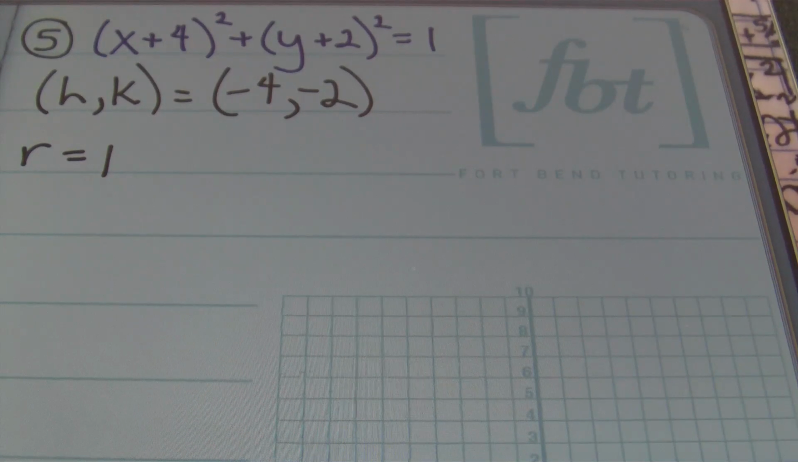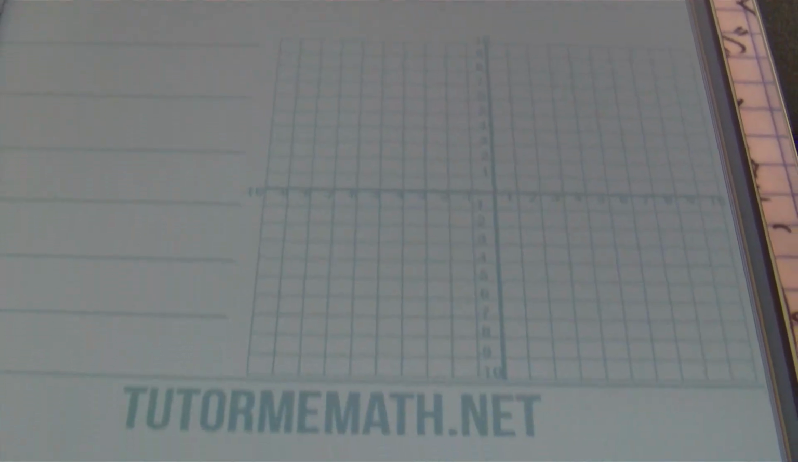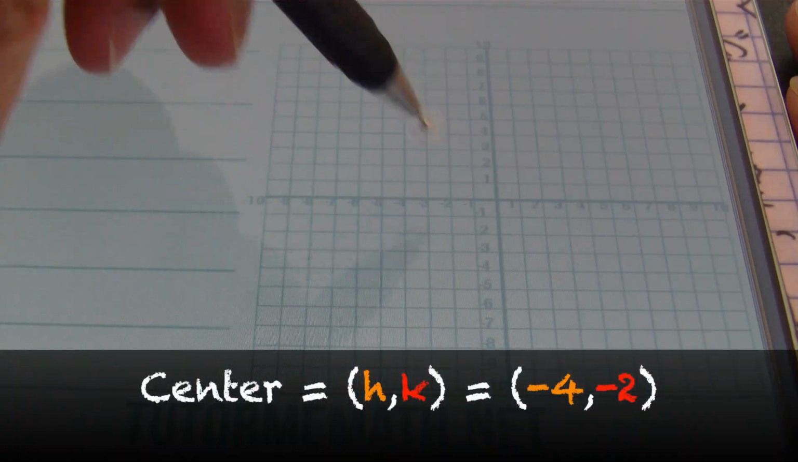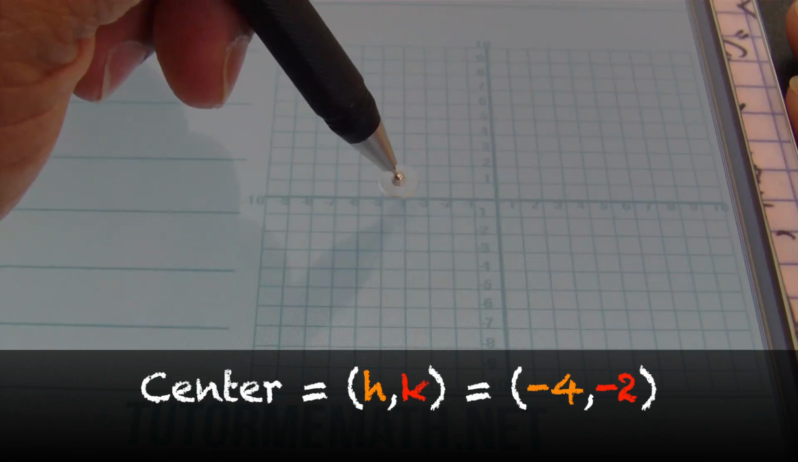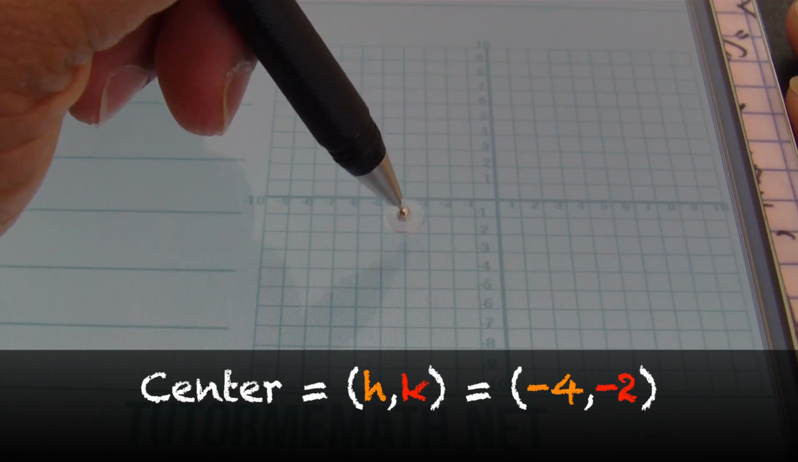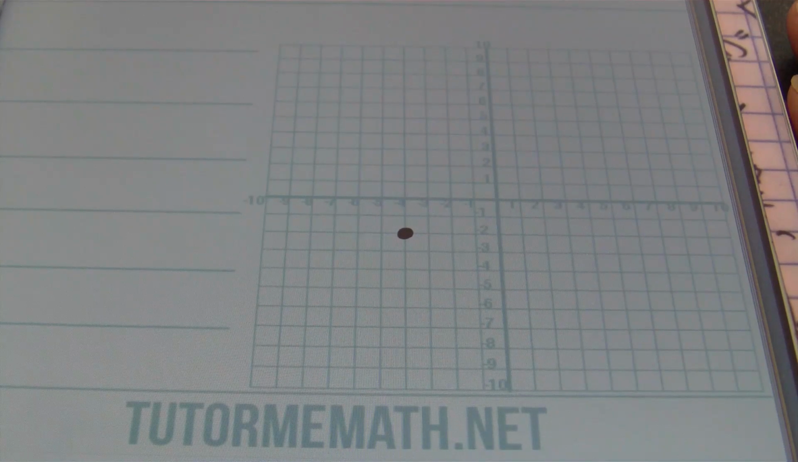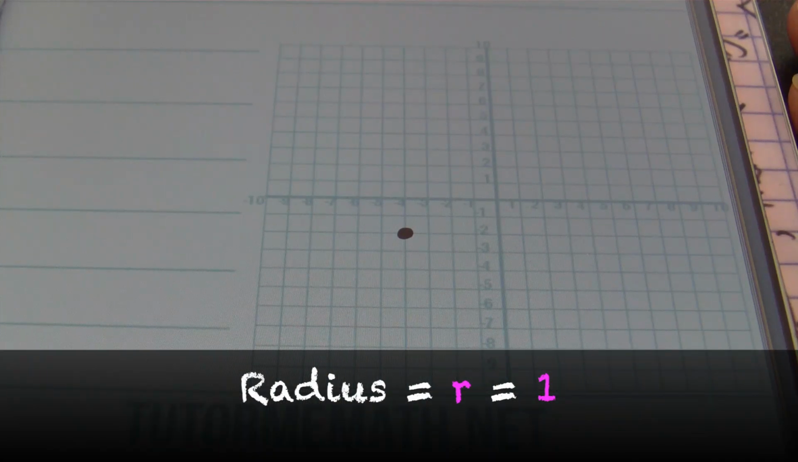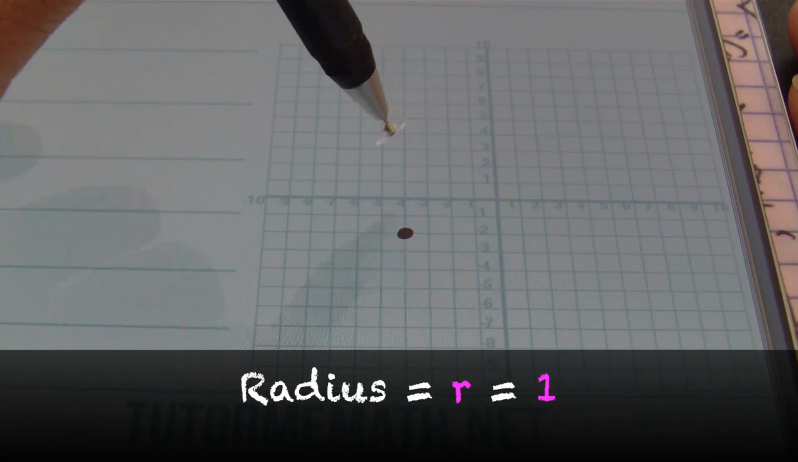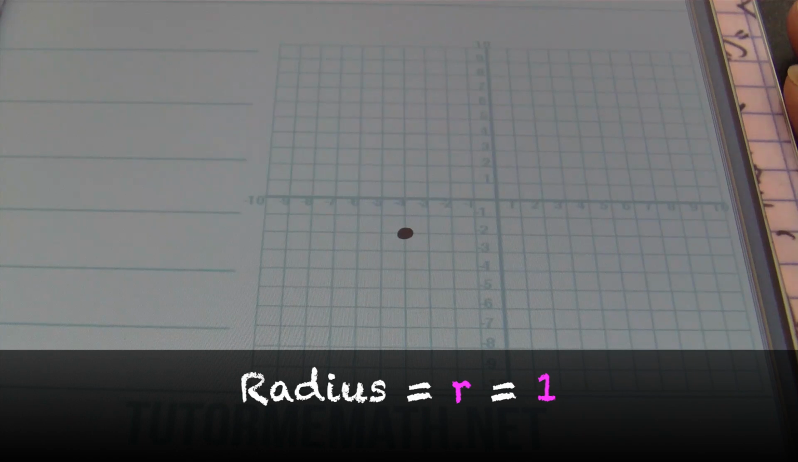Okay, let's get to plotting. So our center is at -4, -2. So plotting our center, we have 1, 2, 3, 4, that's -4, and then going down 1, 2, we have a point right here at -4, -2. I know that because my radius is 1, the points that lie on the circle are going to be 1 unit from our center in every direction.